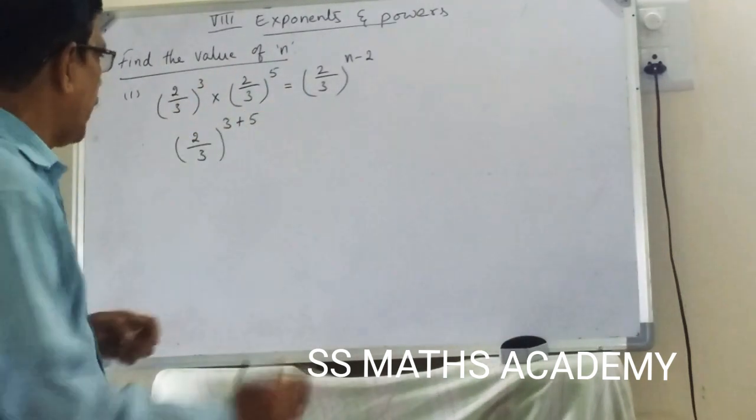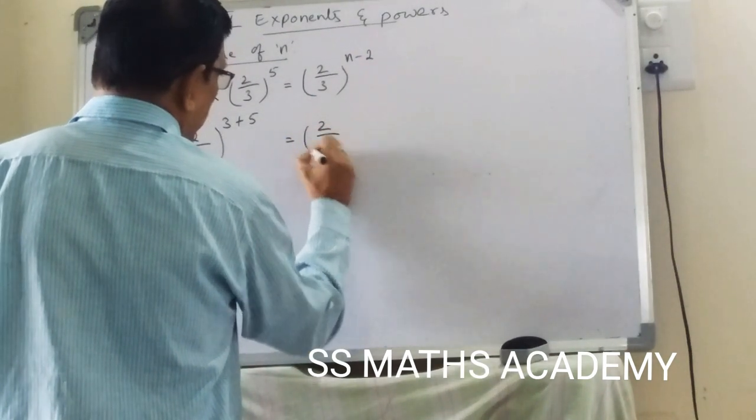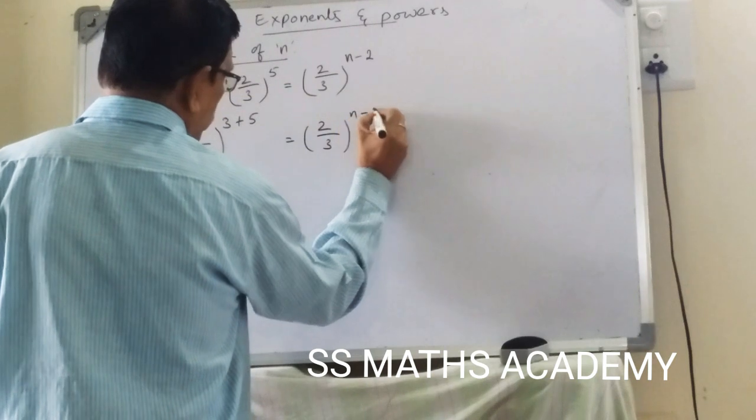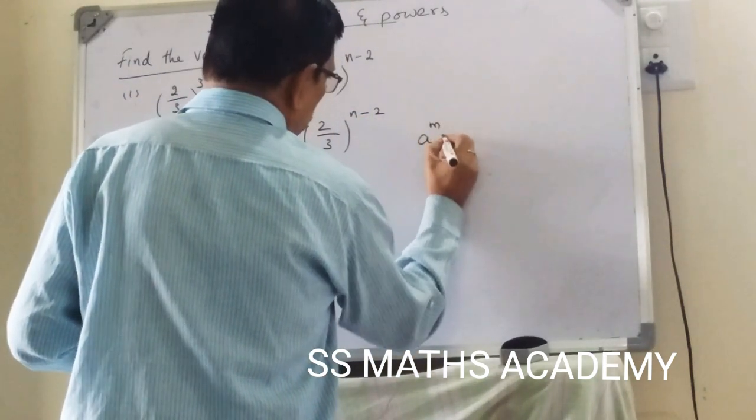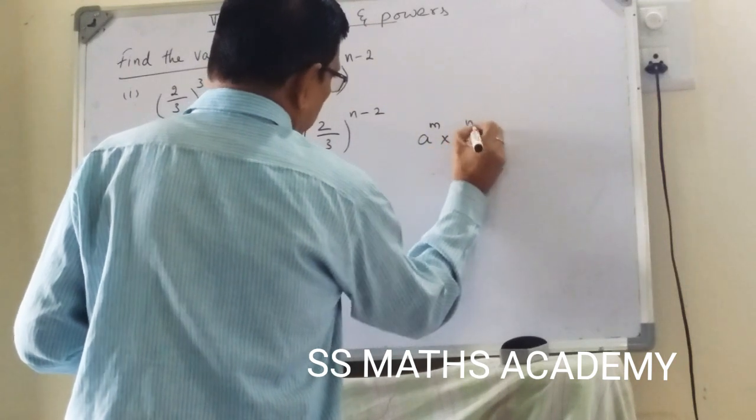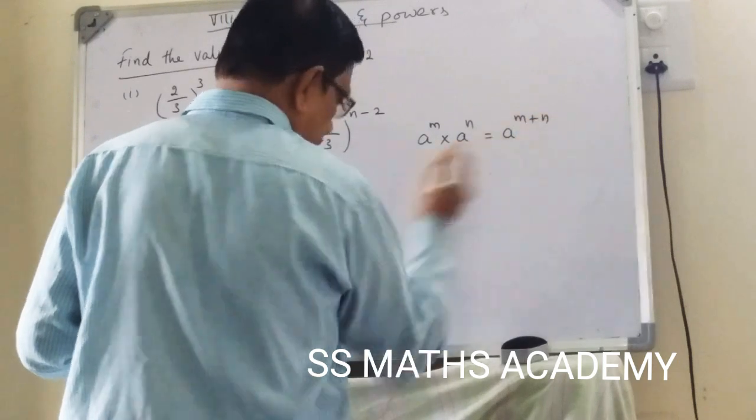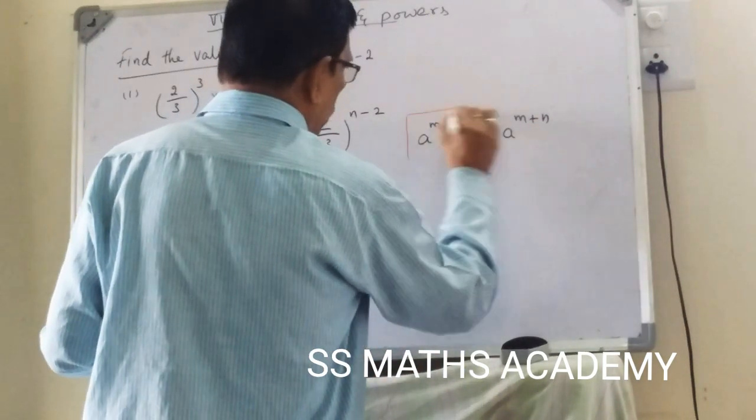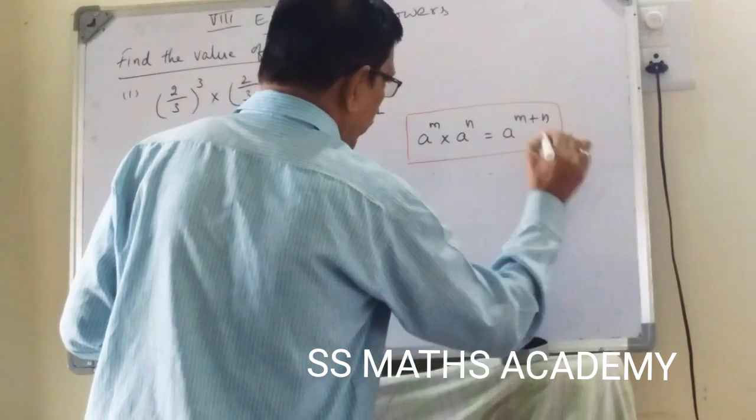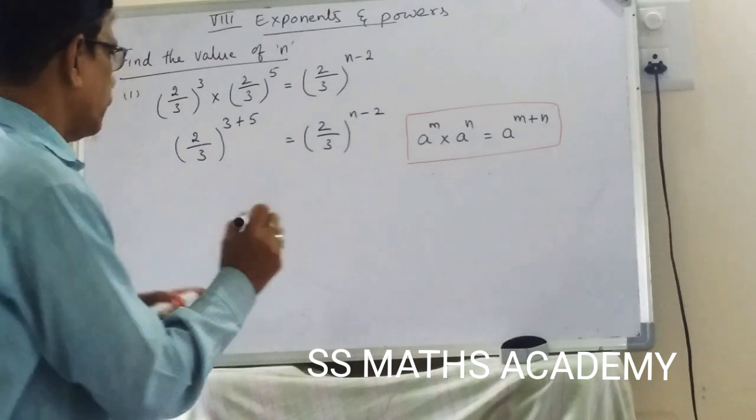So (2/3)^(3+5) = (2/3)^(n-2). So what is the formula we use here? a^m × a^n = a^(m+n). We use the formula a^m × a^n = a^(m+n).